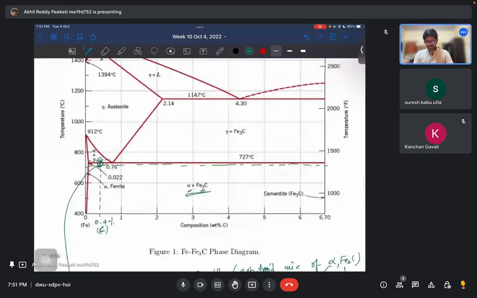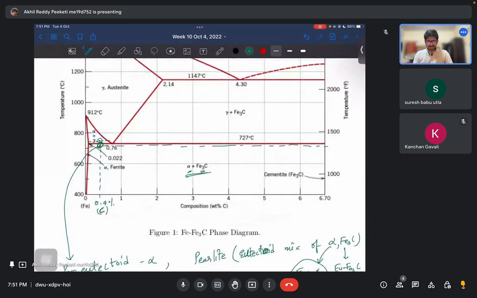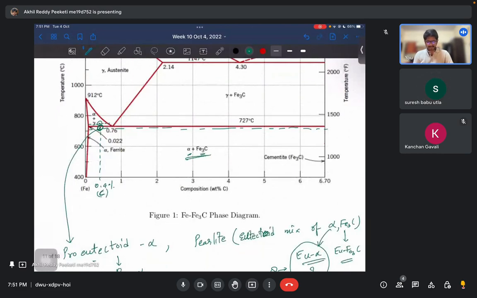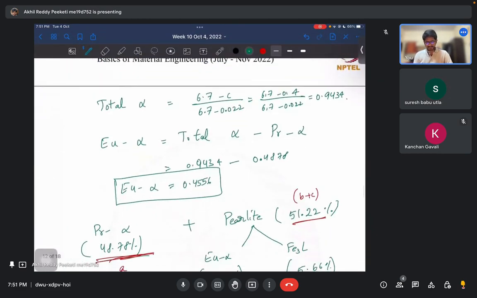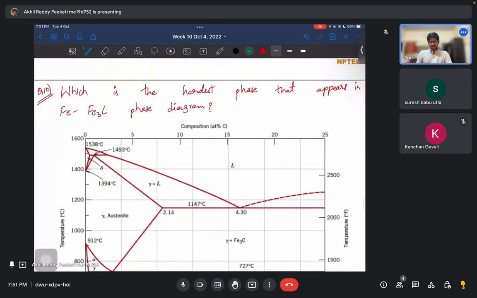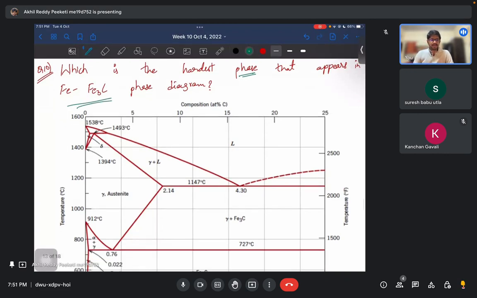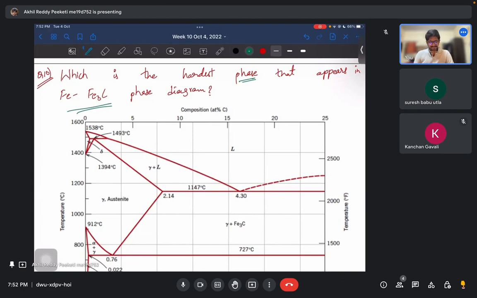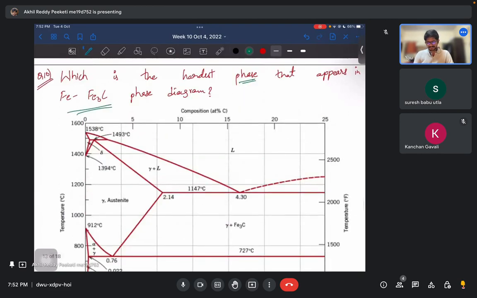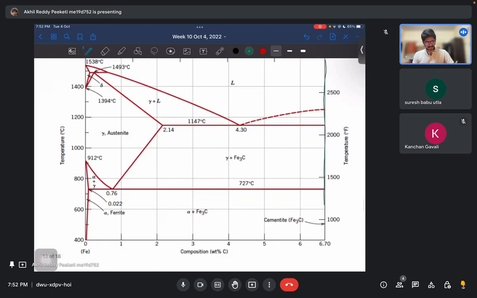Similarly, on the right side you can do the same. That would be pearlite plus pure cementite. Everything is similar. Now, which is the hardest phase that appears in the Fe-Fe3C phase diagram? Which will have the highest hardness? Exactly, highest carbon percentage, higher hardness. Directly, so cementite. So this line, basically.